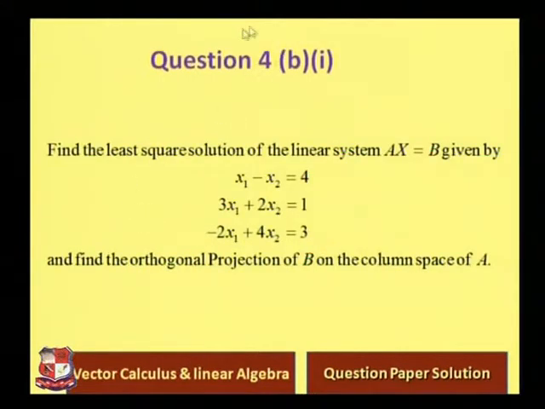Now question number 4b1: find the least square solution of the linear system Ax equal to b given by this linear system, and find the orthogonal projection of b on the column space of A, means find the orthogonal projection of b on the column space of A. So now let's continue.